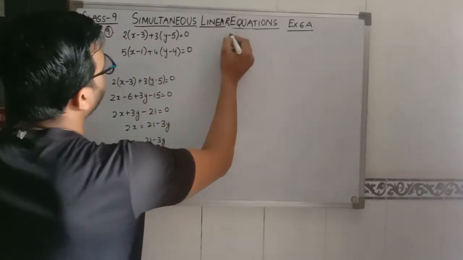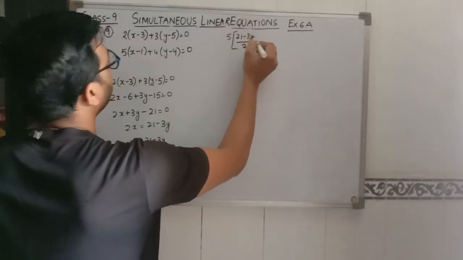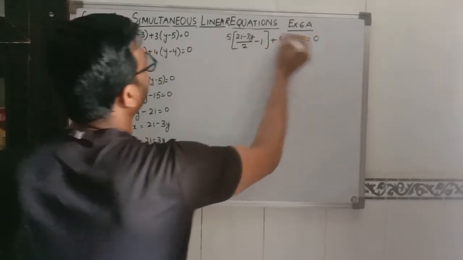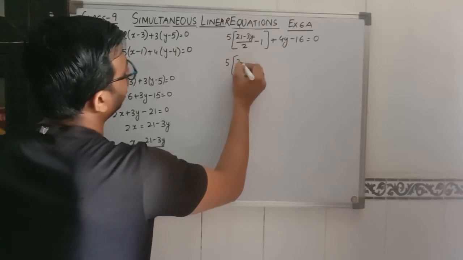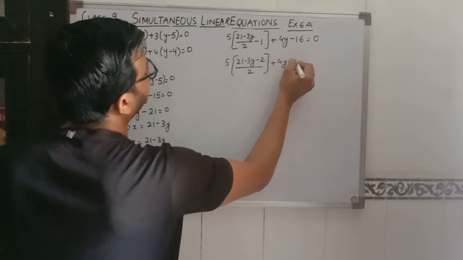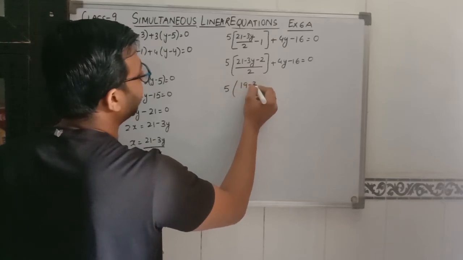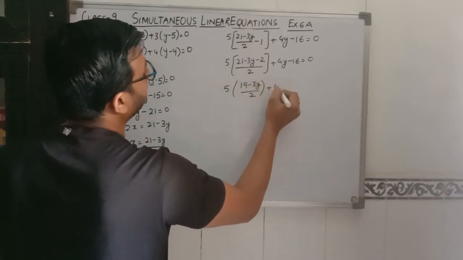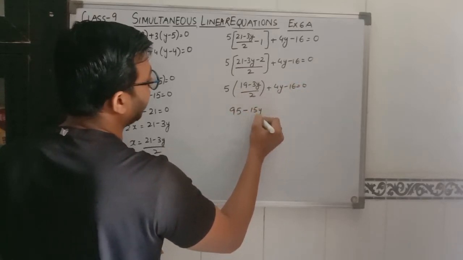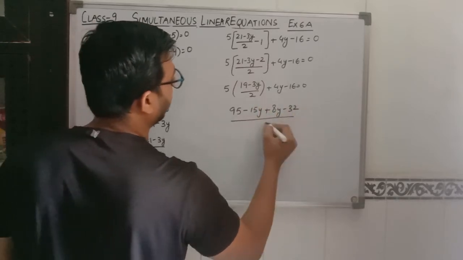Now in the next equation, 5 in brackets, x value is (21 minus 3y) upon 2, minus 1, plus 4y minus 16 is equal to 0. Now first simplify it. 5 times (21 minus 3y minus 2) divided by 2 plus 4y minus 16 is equal to 0. Now multiply, first solve it. 21 minus 2, 19, minus 3y divided by 2 plus 4y minus 16 is equal to 0. Now multiply, 19 times 5 is 95, 15y. Now take LCM. So the result will be 2 times 4 is 8y and 16 times 2 is 32, upon 2 is equal to 0.